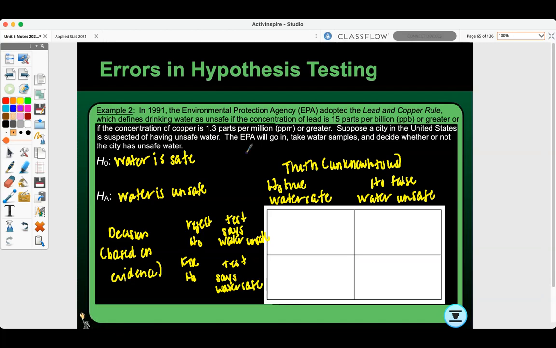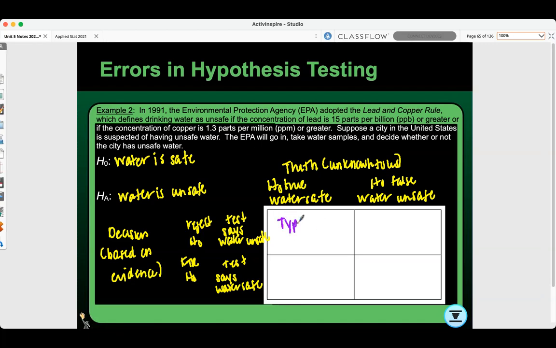When we go through, this would be a type 1 error, when our null hypothesis is true, but the test says the water is unsafe. Here would be a correct answer: when our null hypothesis is false and our test comes back with unsafe water. Here, this would be correct: when the null hypothesis is true, the water is safe, and our test comes back the water is safe. And this would be a type 2 error, when our null hypothesis is false and the test says the water is safe.